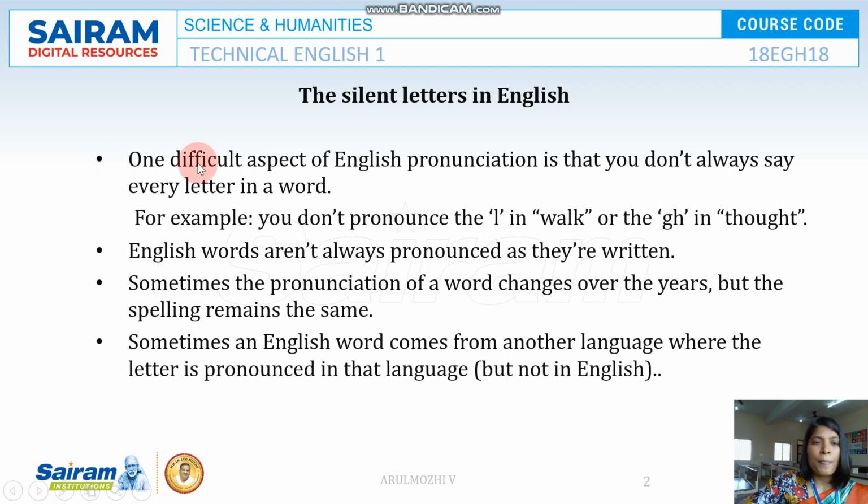One difficult aspect of English pronunciation is that we don't always pronounce the letters in a word, and English words aren't always pronounced as they are written. Sometimes the pronunciation of a word changes over the years, but the spelling remains the same. Sometimes an English word comes from another language where the letter is pronounced, but not in English. It is pronounced differently.